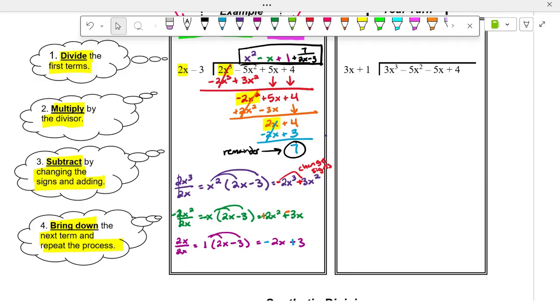And unfortunately, guys, this is something that a calculator cannot do for you. You got to know how to do this by hand. And it is on the EOC. I can guarantee you that. All right, you guys ready for the next one? Speak now, forever hold your peace.